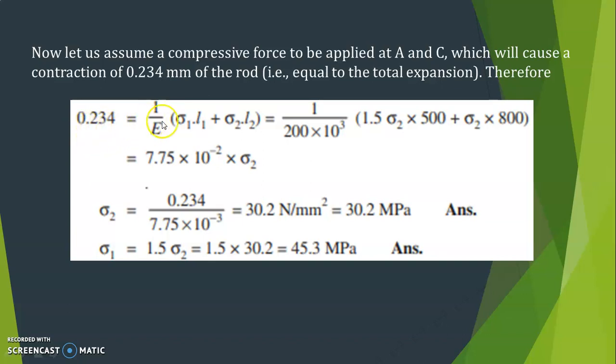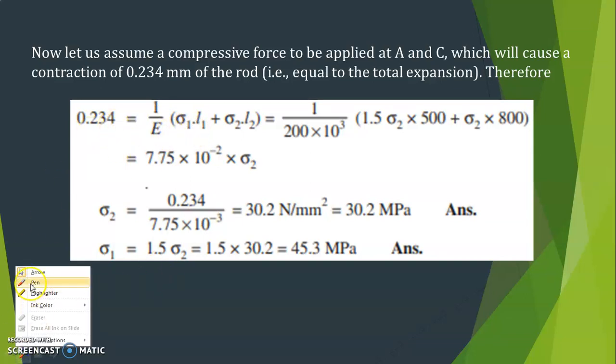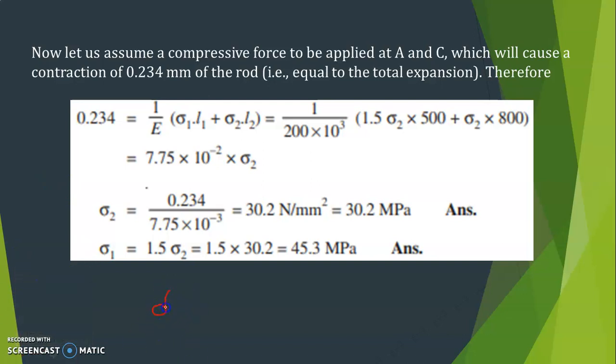Therefore, you substitute the total deformation as 0.234. What is this actually? This is the total deformation. Total deformation is equal to delta L1 plus delta L2. Here delta L is equal to P into L divided by A into E, correct? Here delta L1 plus delta L2 we already calculated, that is equal to 0.234. Now you write this in terms of this equation.